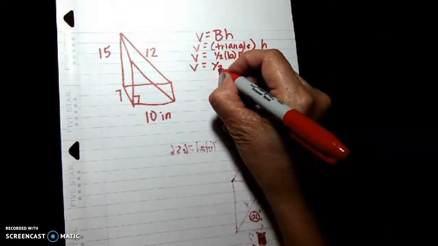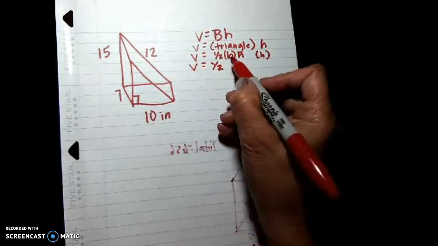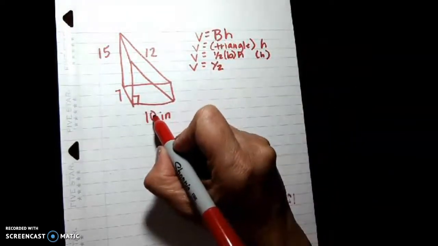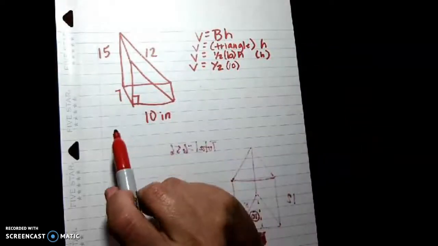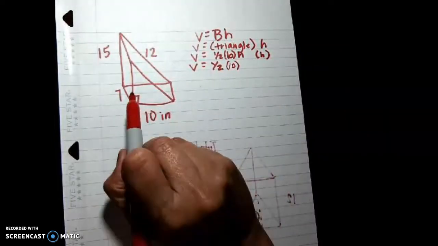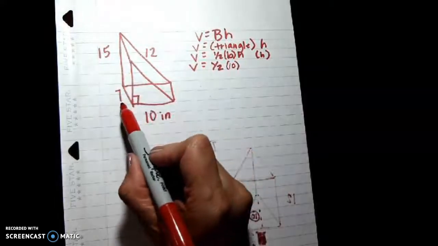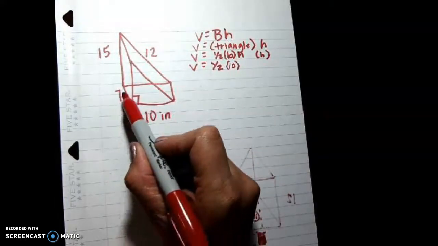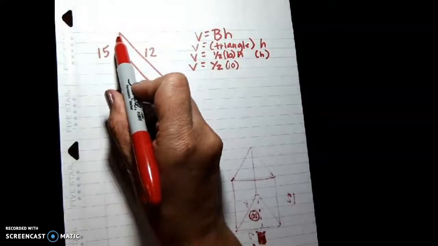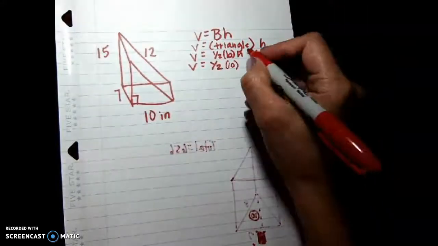1/2 is going to stay the same. The base of that triangle is 10. The height of this triangle is 15. You might want to think it is 7, but 7 is what connects the two bases. The 15 is with the height of the triangle.